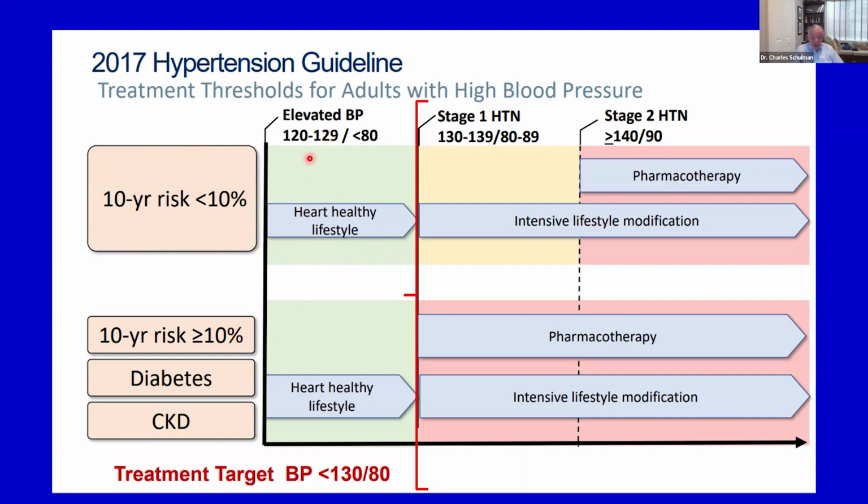Actually, for higher risk, if their blood pressure is between 120 and 129, again, emphasize heart healthy lifestyle. For lower risk patients who have blood pressures between 130 and 140, push on the lifestyle modification and begin drug therapy at 140/90. If the risk is higher, however, a 10-year risk over 10%, diabetes, chronic kidney disease, start pharmacologic treatment at 130/80. The treatment target is 130/80.